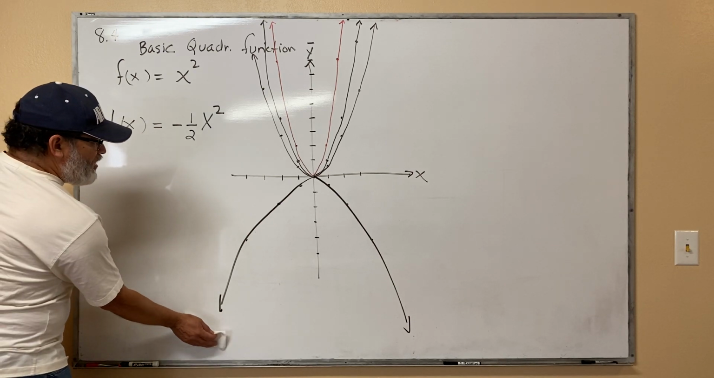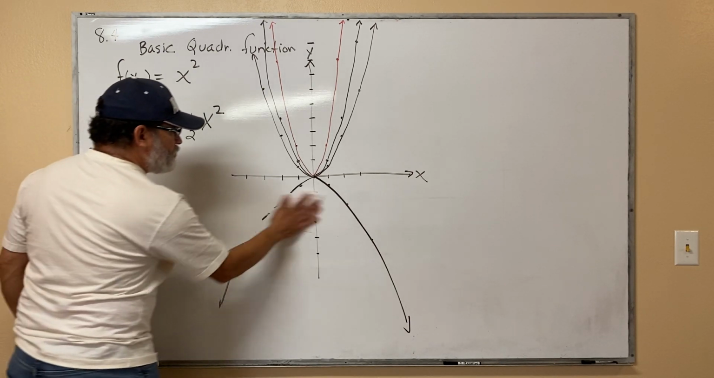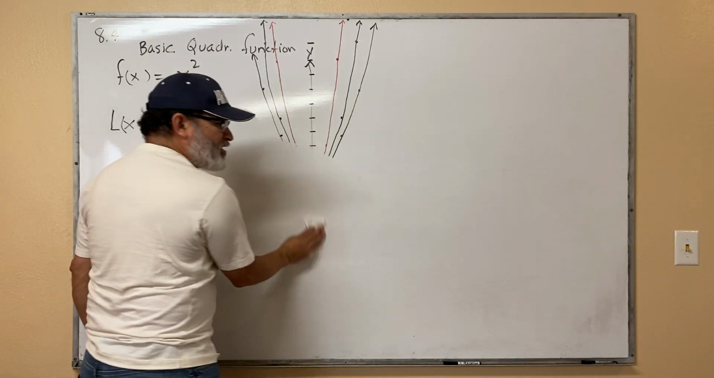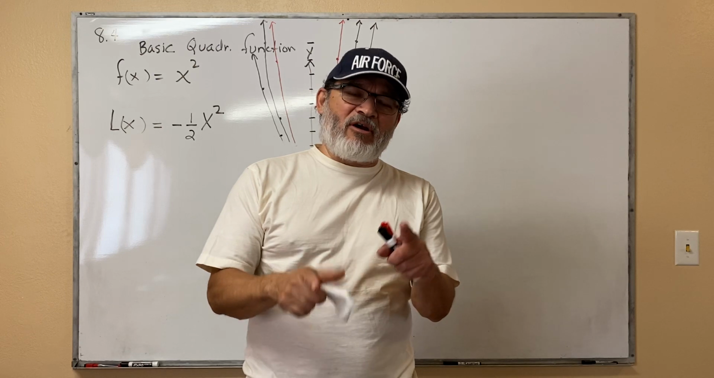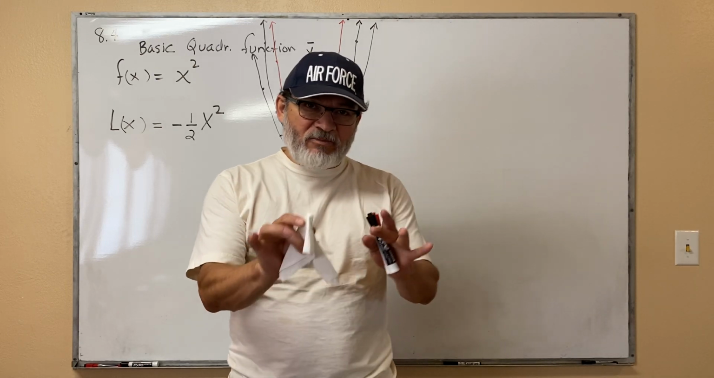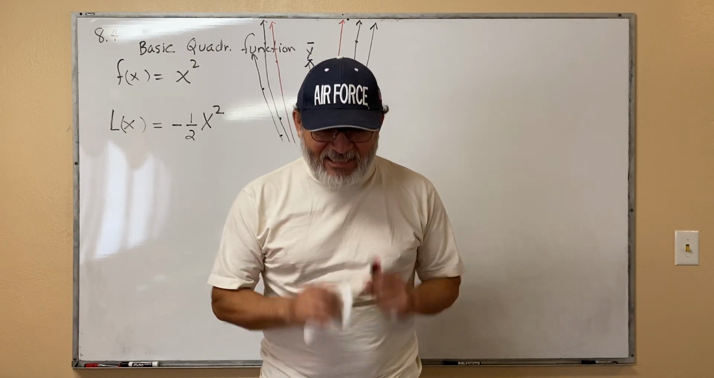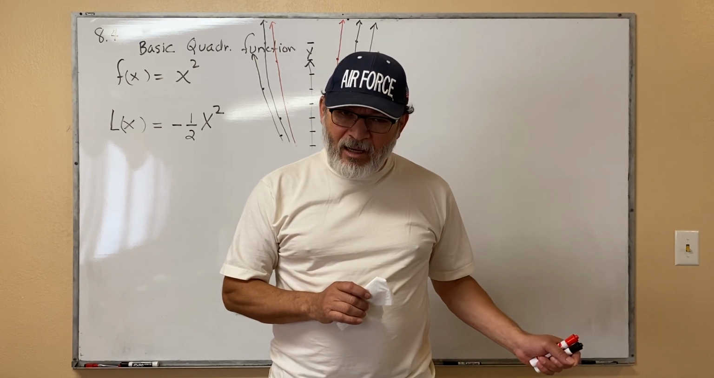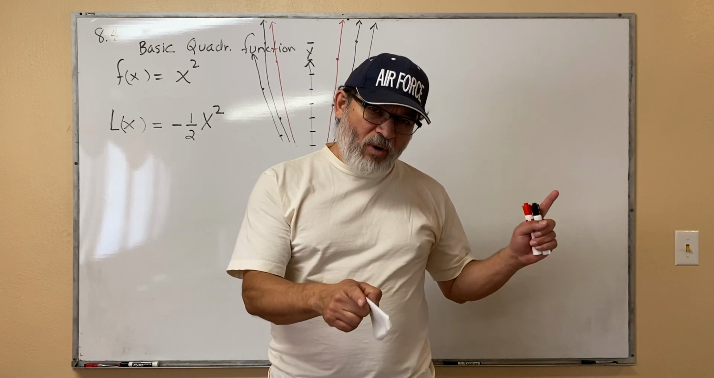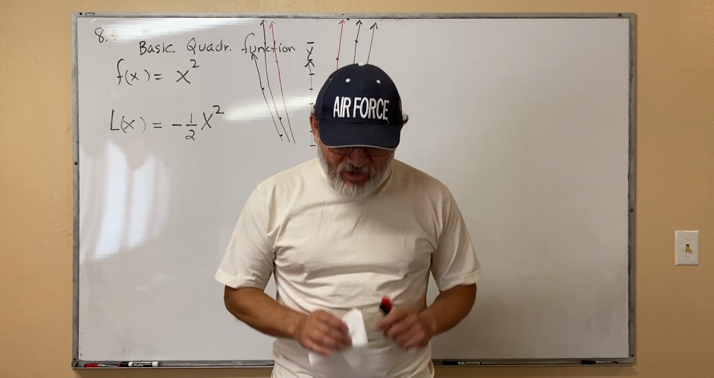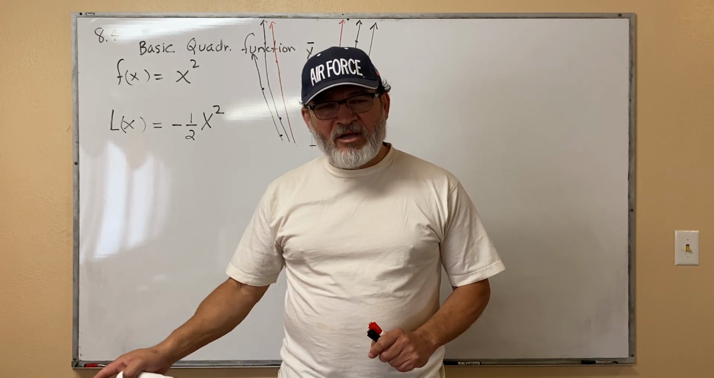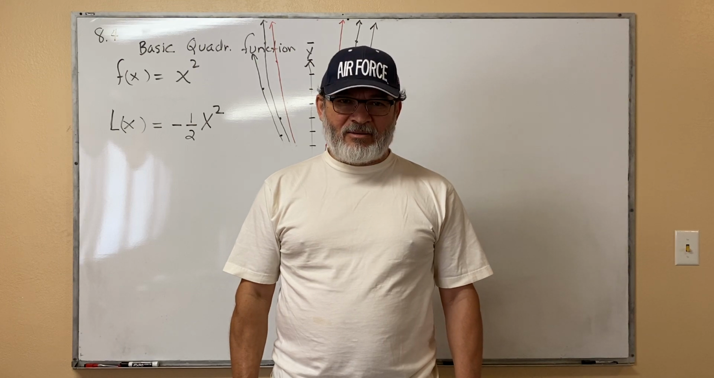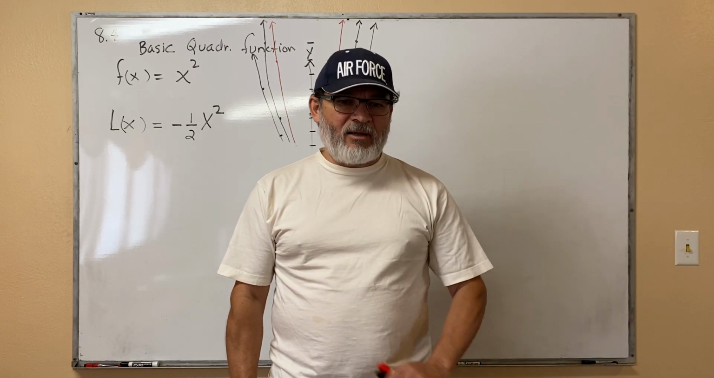All right, let me erase this because I need the room. So don't forget the behavior of the basic parabola. Let me ask you again, what is the behavior of the basic parabola? Go to the vertex. One to your right, how many up? 1 up. From the vertex, one to your left, how many up? 1 up.